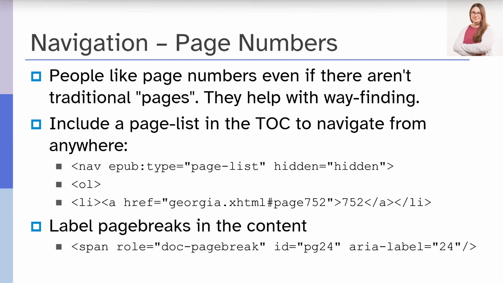So we include the page list in the TOC. We do this by including the EPUB type of page list, and Svea went over before what the EPUB type is. And then we set up an ordered list, so we can say this file, starting at this page, is equivalent to the print page number.